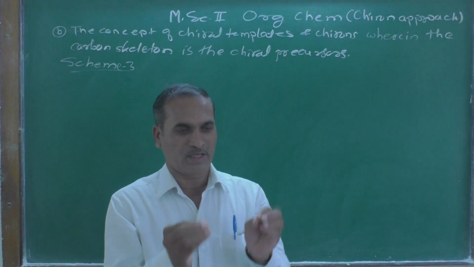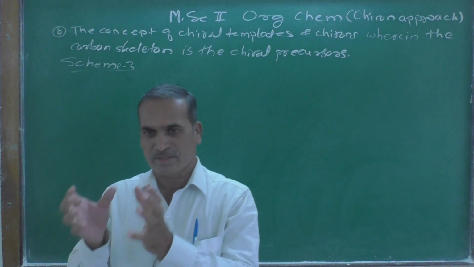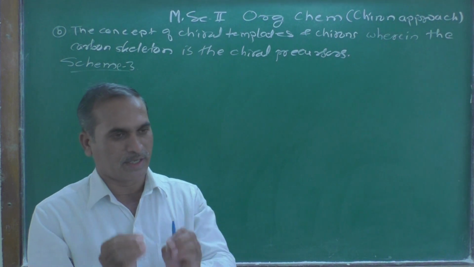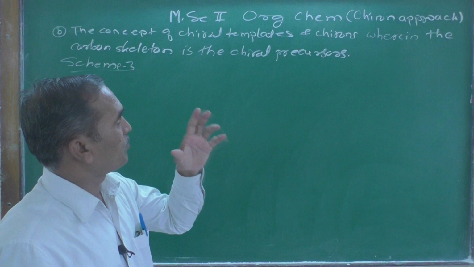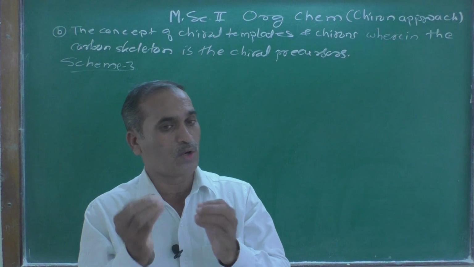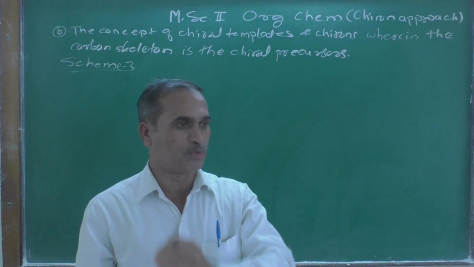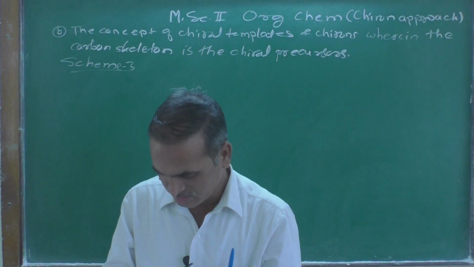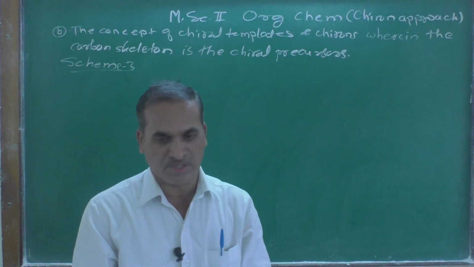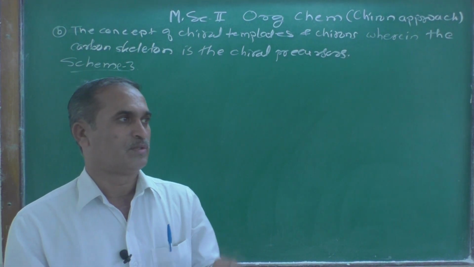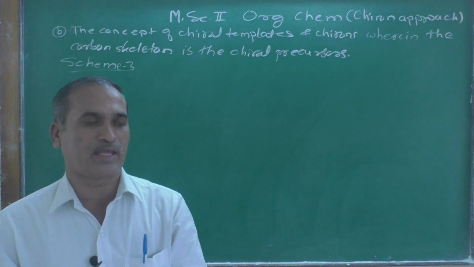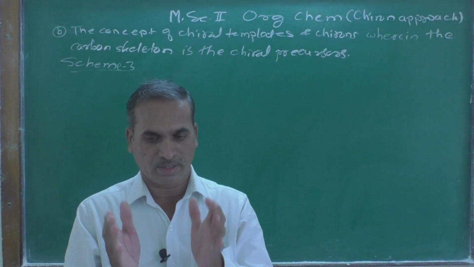So what did we discuss yesterday? Yesterday we discussed scheme number 2, because we are learning the Chiron approach. And how this Chiron approach is useful as far as organic chemistry is concerned, particularly for natural product synthesis, and how this Chiron approach benefits the organic chemist that we are learning here.